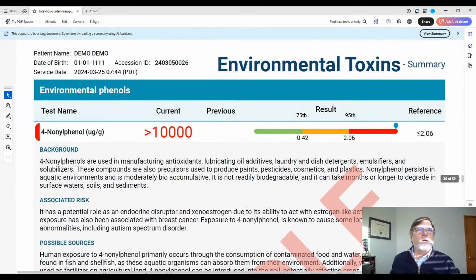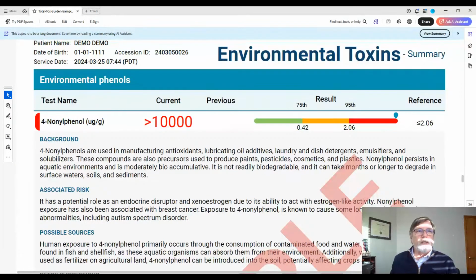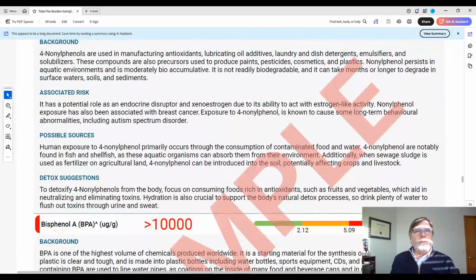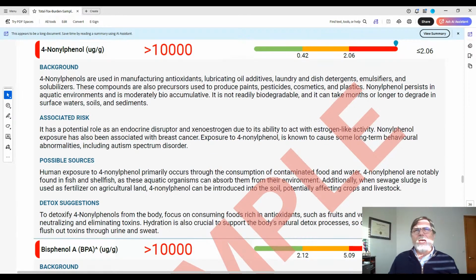And it would then tell you again about the background, the associated risks, the possible exposures, and detox suggestions. So really, within the test, there's always going to be the question: where did this come from? Your patient is going to say, well, where am I getting this stuff? Well, there's two answers to that question. The first answer is right here where it says possible sources.